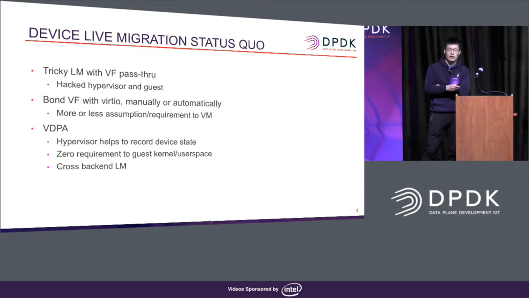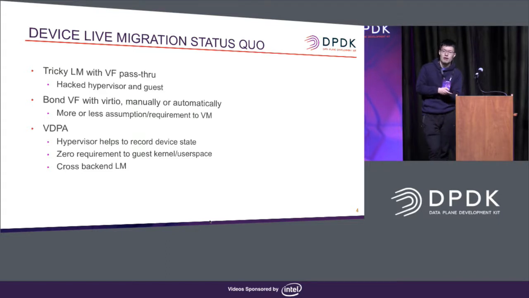So this way, we also have some requirement to the guest. We need the guest to do a bonding for live migration. Besides, we also require the guest to install a vendor-specific driver for the pass-through device.